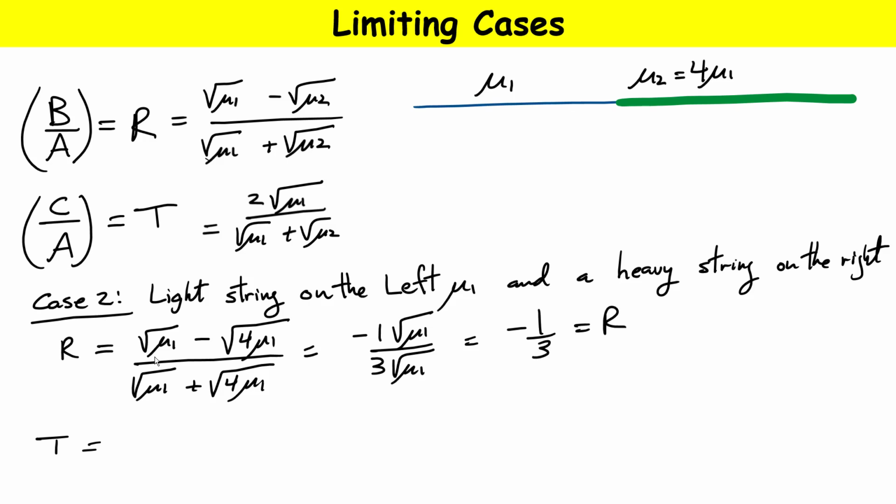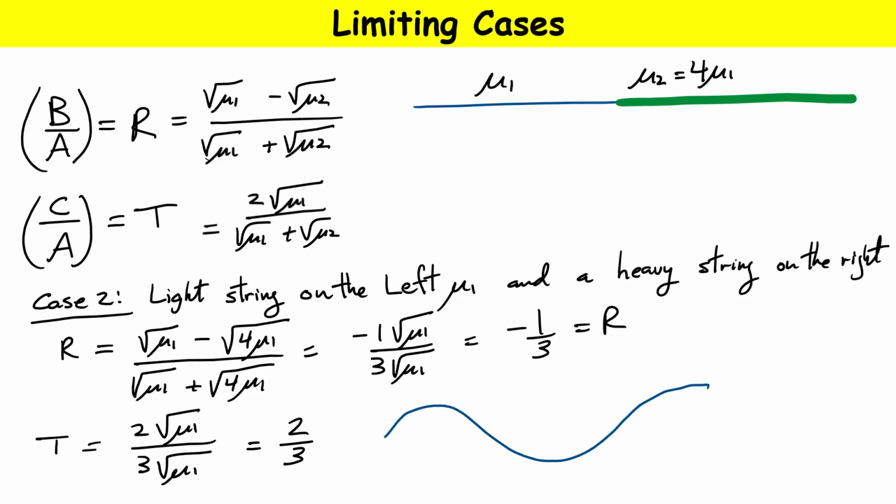The transmission coefficient now simply looks like this. The denominator ends up being the same thing, right? So it's actually 3 times root of mu1. So this here gives me 2/3. So this is what the wave would look like, right? If I have an incident wave, let's just terminate it right here at the boundary. That's the amplitude right here of this incident wave. It tells me that the reflected first is negative. So that tells me that it's inverted, but the amplitude is 1/3 of this one. So it should be pretty small compared to that other one.